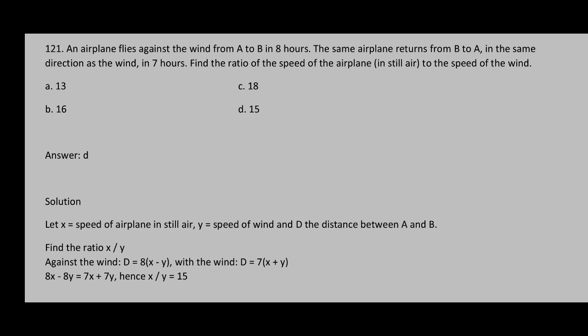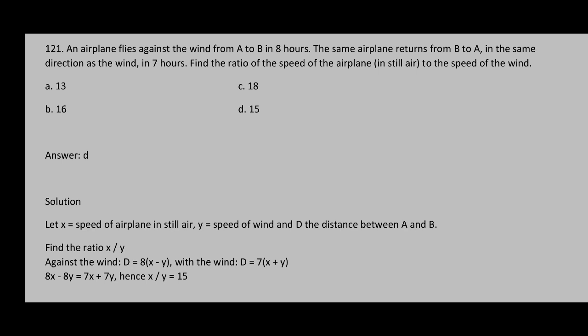Problem 121. An airplane flies against the wind from A to B in 8 hours. The same airplane returns from B to A in the same direction as the wind in 7 hours. Find the ratio of the speed of the airplane in still air to the speed of the wind. Sagot daw dyan ay letter D, 15.